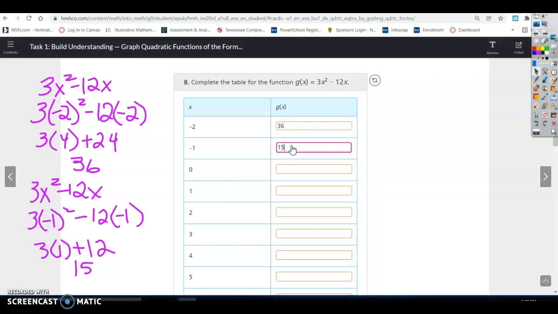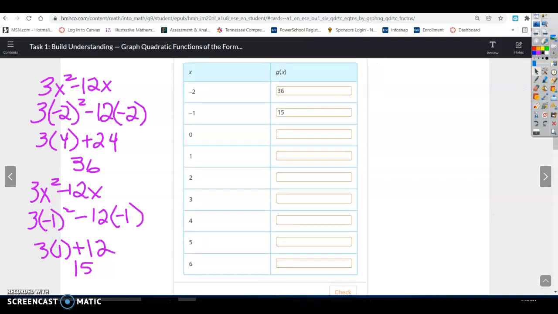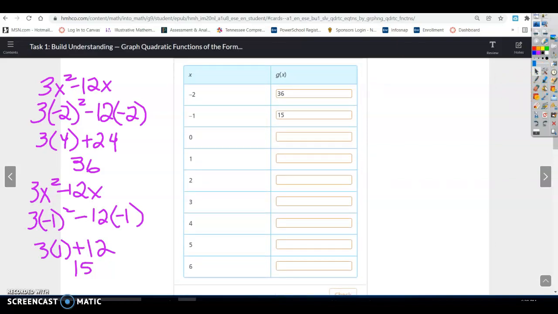So I want you to take a moment. I want you to go through and complete the table here. And then when you're finished, we will continue.